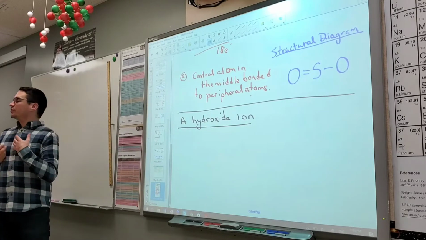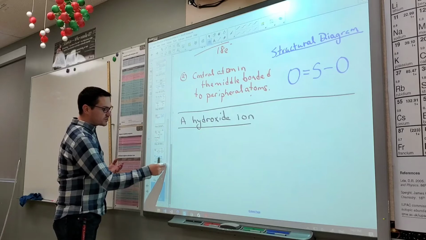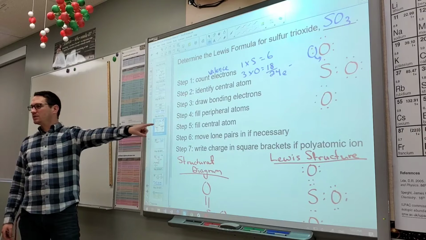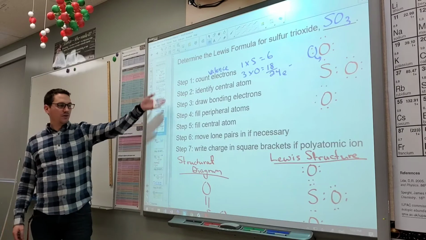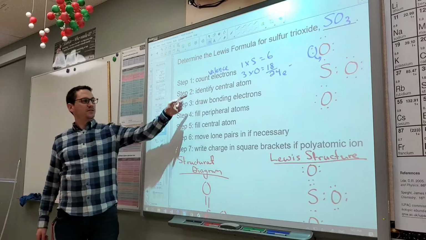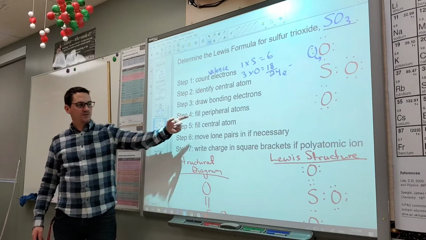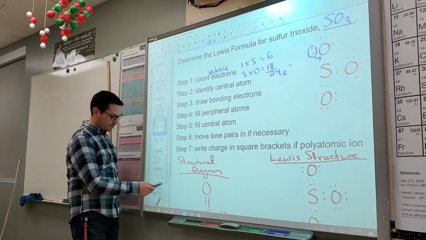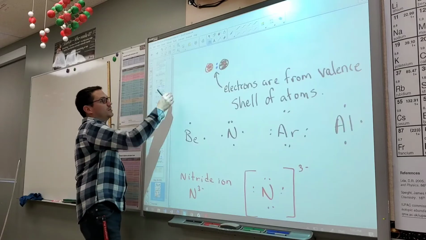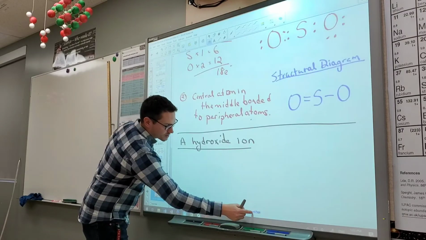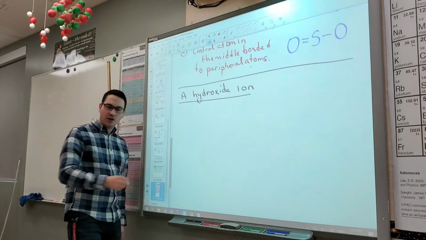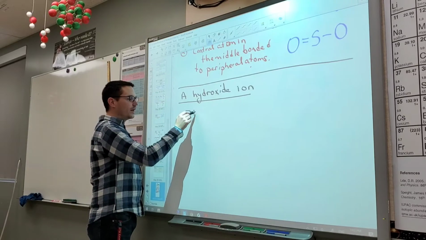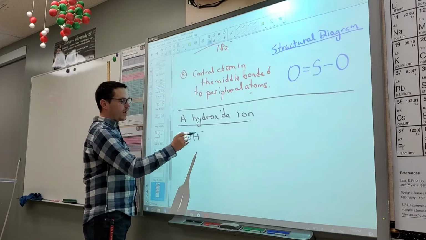And remember, your steps for solving these problems are all in your 3.2 notes, right? This is the 3.2 package. So they're all here, right? Count the valence electrons, identify the central atom, draw the bonding electrons, fill peripheral, fill the central, move the lone pairs in if you need to, write the charge, and so on. So let's do a hydroxide ion. What is the formula for a hydroxide ion? It's OH minus, right?